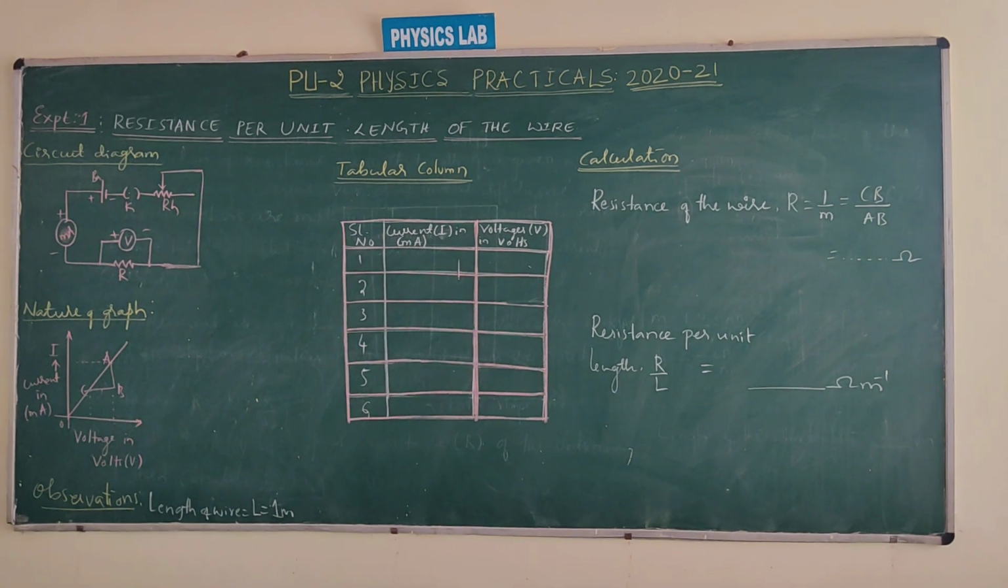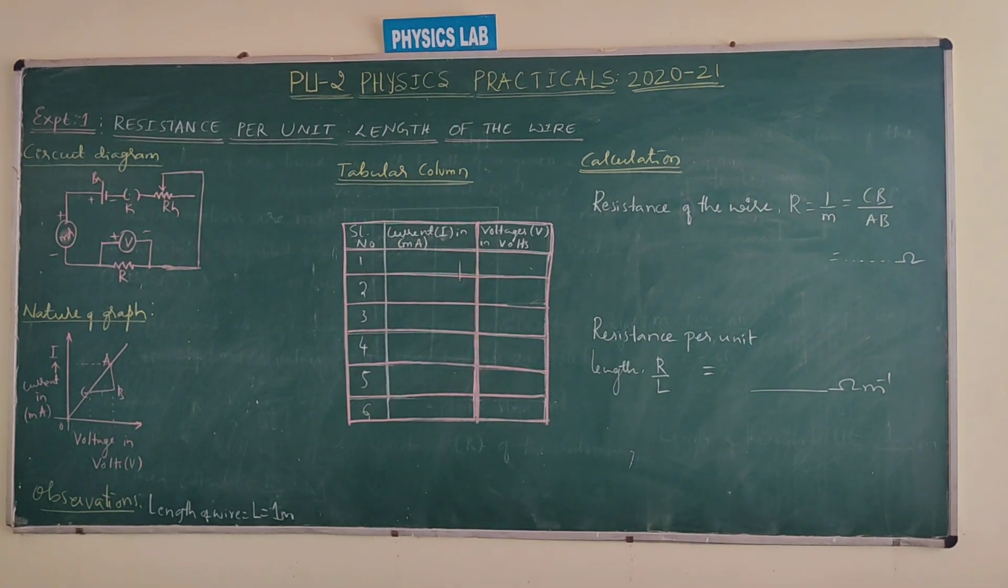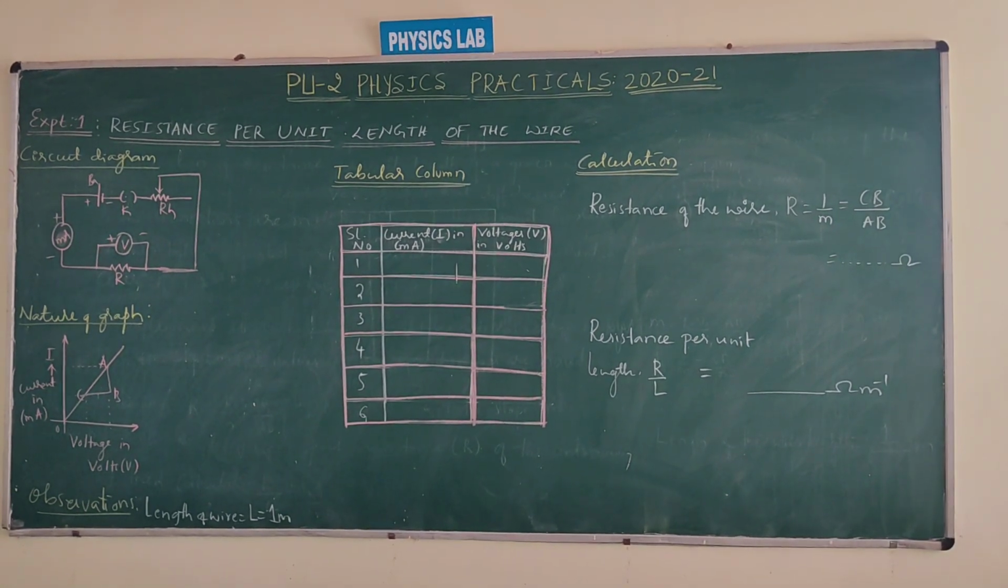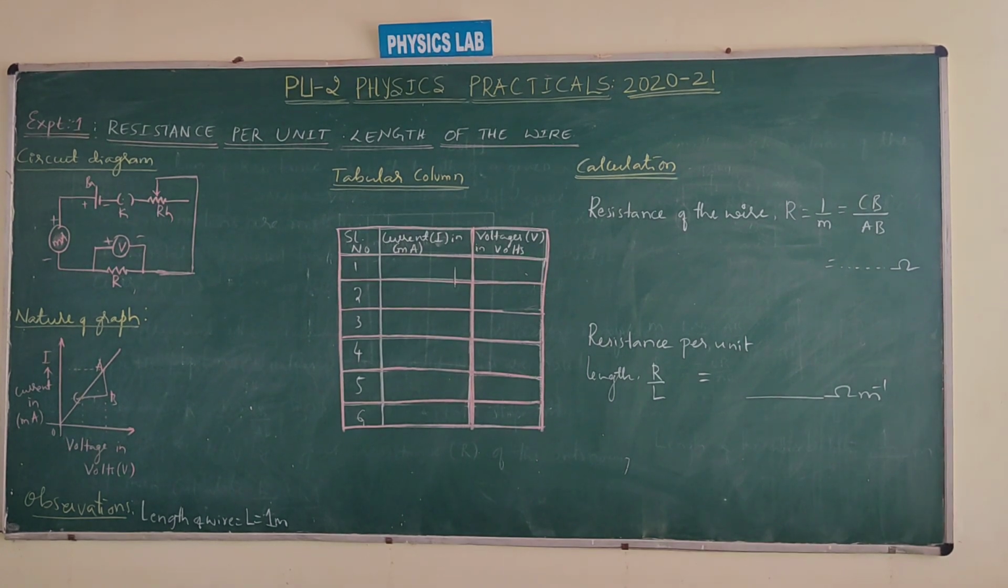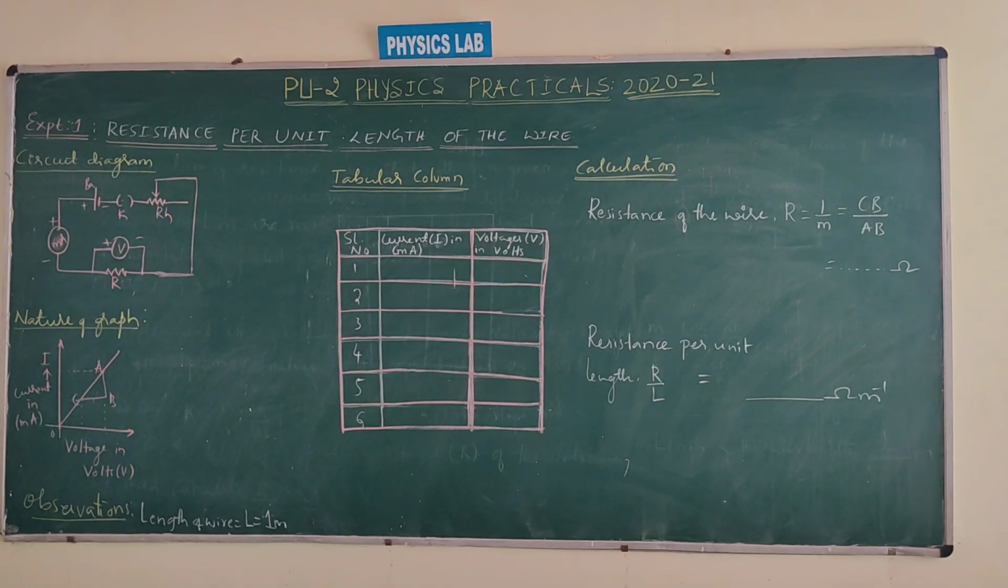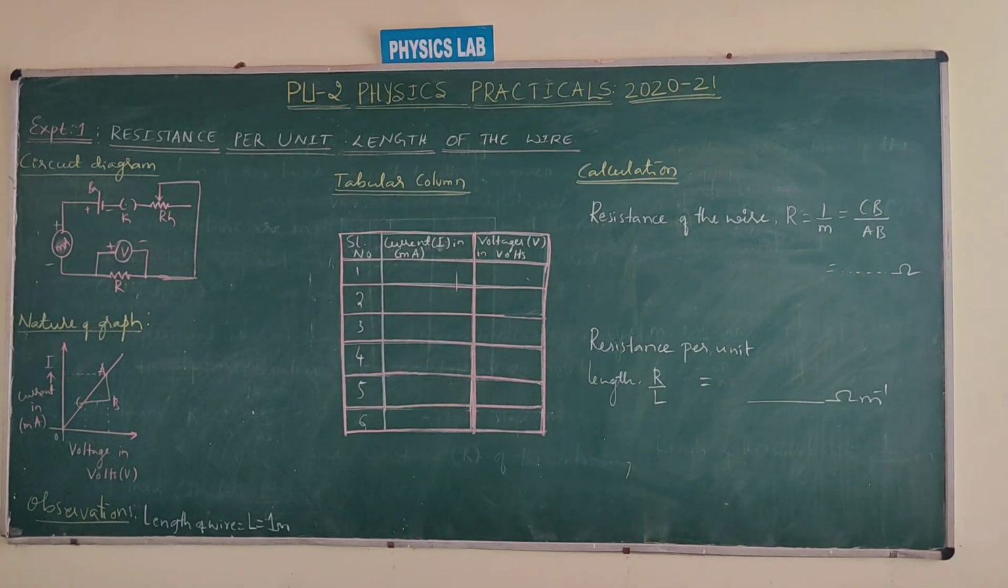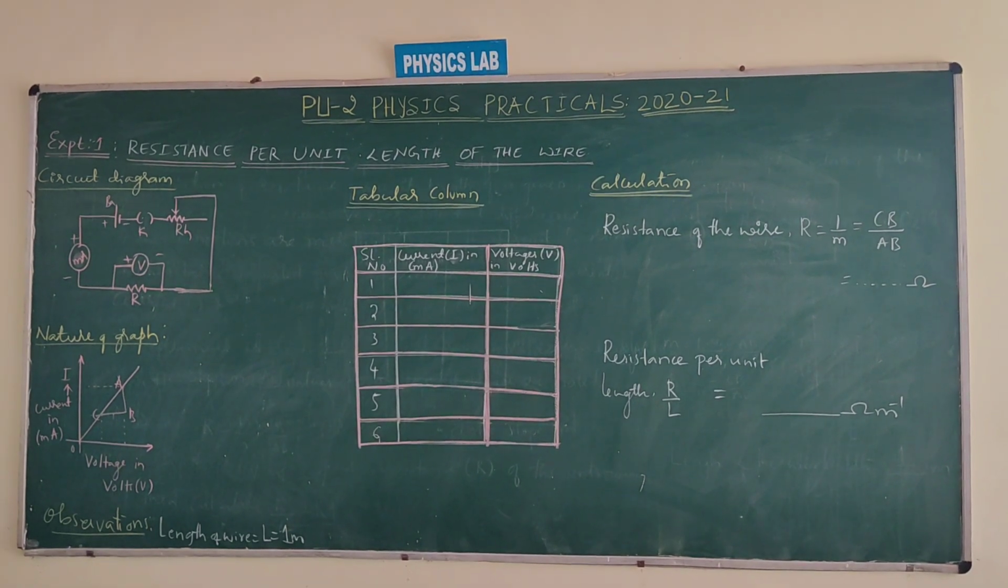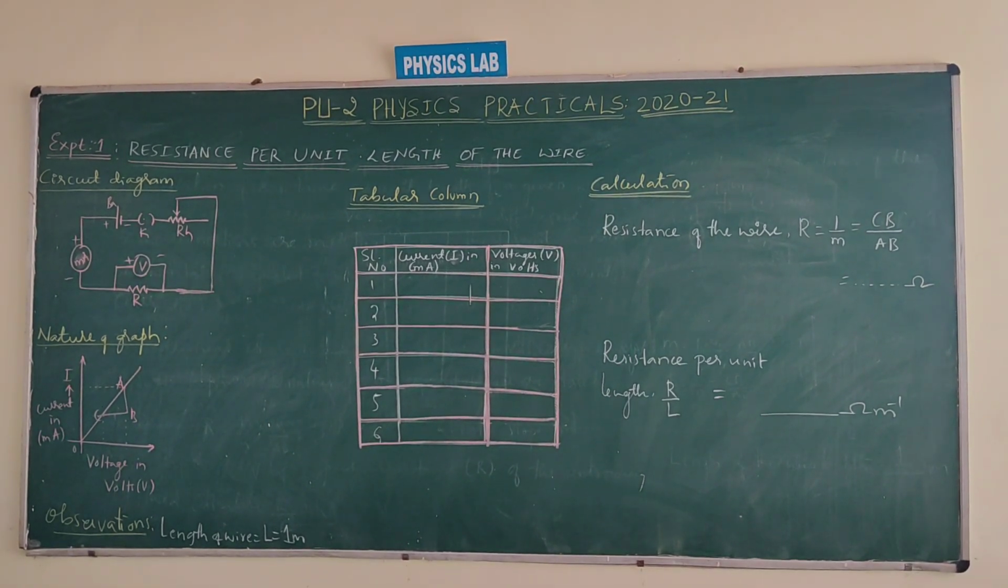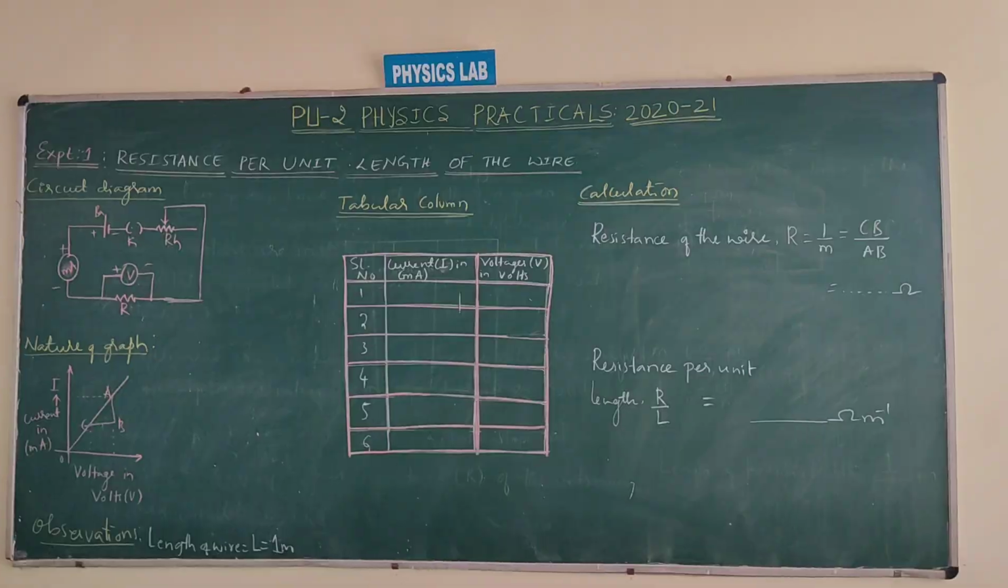On the white sheet you need to first draw the circuit diagram, then draw the nature of the graph, write the observations, then below that the tabular column. In the next page do the calculations. At the last, below the procedure, write the result of the experiment. Now let us start the working.